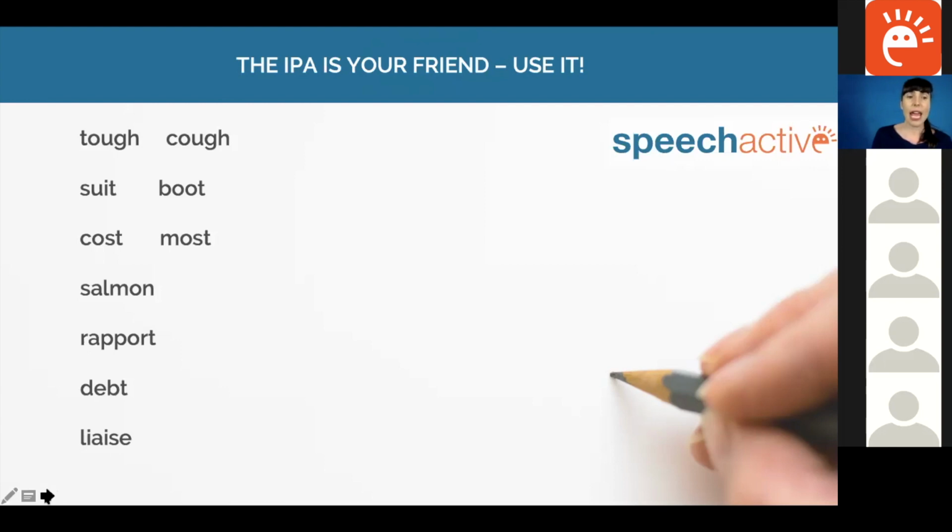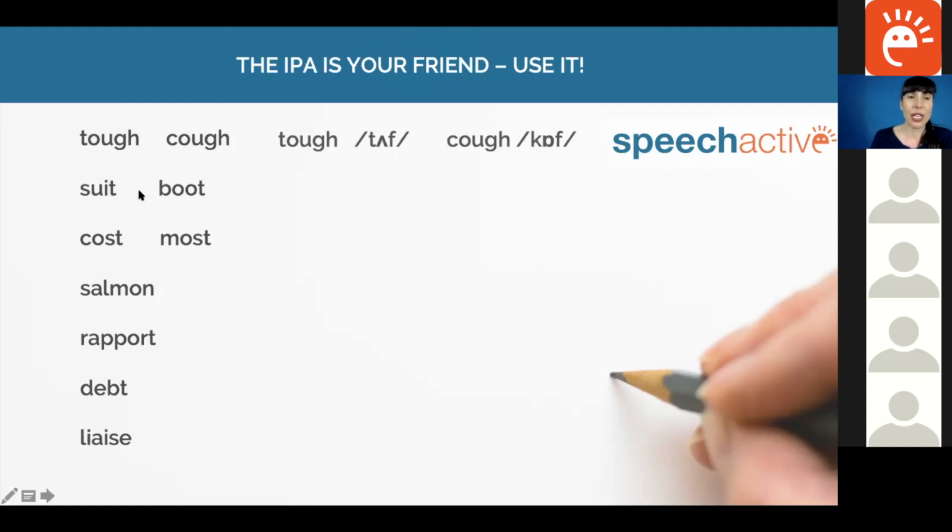So let's have a look at the first one. Can you tell me, are the vowels in the first 2 words here the same or different, the vowel sounds? What do you think? Same or different? Okay, so lots of people are saying different. Some people are saying the same. Let's have a look. The IPA will tell us. We know that there's 2 short vowels and we know that they're different. Tough, cough. Okay, what about the next one?